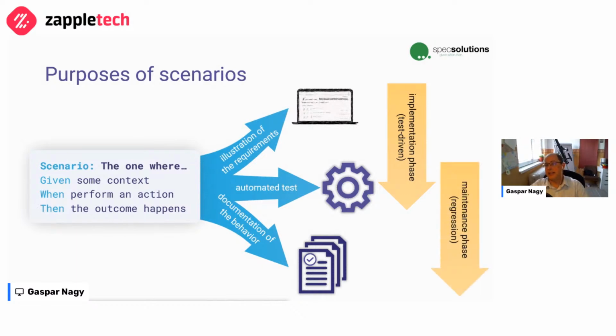And maybe in the maintenance phase, these scenarios will become part of the regression tests, and then they are automated tests and they have documented the behavior. That becomes more important. But altogether, all three are, so to say, equally important.